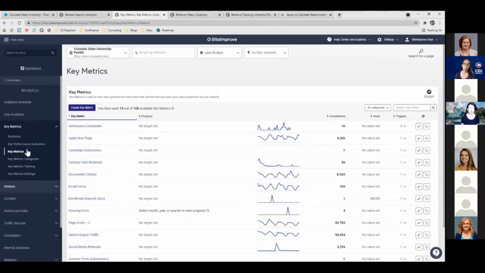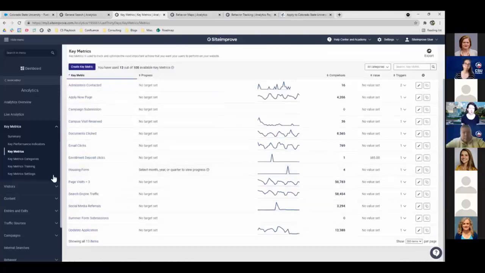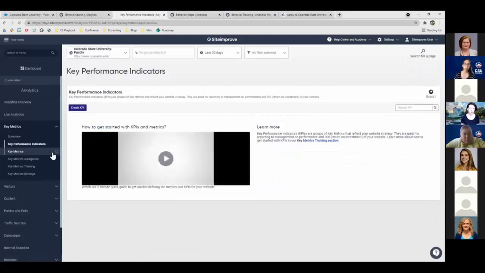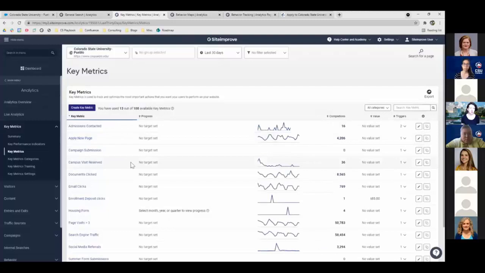So I can see here that we have a lot set up from a key metric standpoint. I haven't looked at this. I'm just curious to see if we haven't bucketed them yet. But key metrics are the signals that we use to measure success. And then key performance indicators are like bundles of those signals. So, from the standpoint of one of your key performance indicators being new student enrollment, that might be an overall goal that you're trying to achieve. We could group together things like admissions contacts, enrollment deposit checks, people that are applying into a group called admissions.